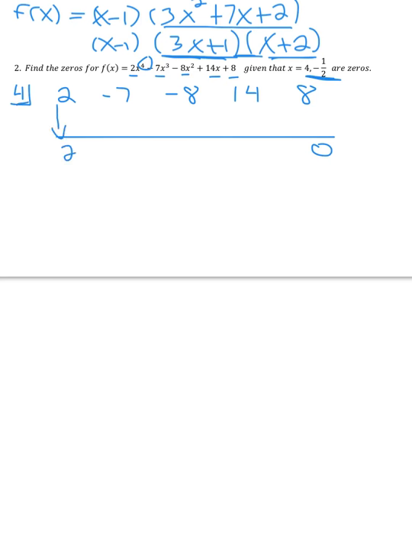And then multiply the 4 and the 2, we get 8. Add negative 7 and 8, we get 1. Multiply the 1 and the 4, we get 4. Negative 8 plus 4 is negative 4. Multiply negative 4 and 4, we get negative 16. Add 14, negative 16, we get negative 2. And then multiply negative 2 and 4, and we get negative 8, and it works out.